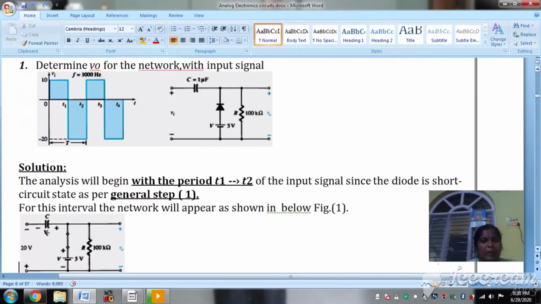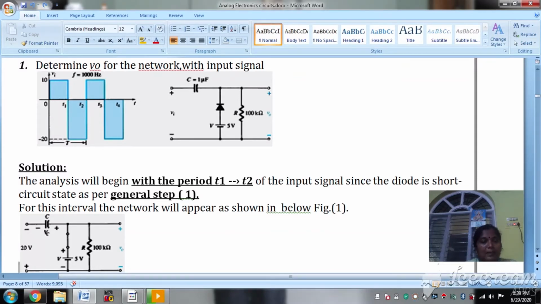Now I am going to take one problem related to clamping. Here the positive input is 10 volt and the negative input is minus 20 volt, and a 5 volt DC supply is also given. For the analysis, first I am going to take the T1 to T2 period, because the diode is connected in negative bias, so I am going to take this as negative.